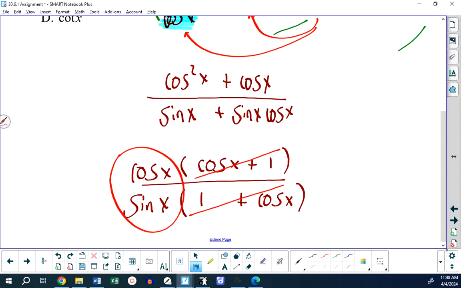What's that? Isn't tangent sine over cosine? Oh, cotangent. I misspoke. I hope there's a cotangent there, and I hope the right answer is cotangent. Yeah. Okay. Thank you. It's cotangent.